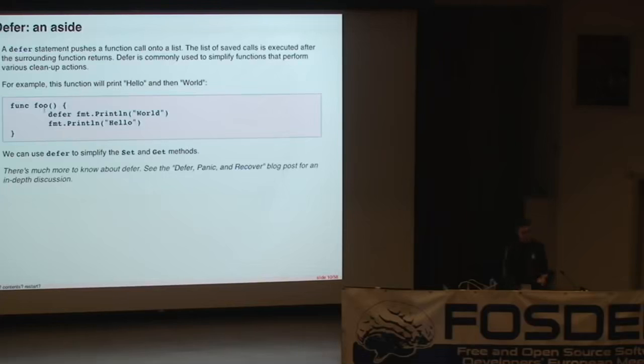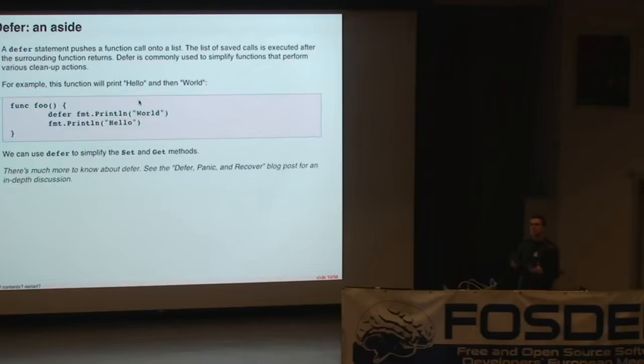So for this particular function foo, I'm deferring a call to Println from the string formatting package. And I'm deferring a print of world. But then I actually just make a normal function call to print hello. And so foo will, when it executes, defer that function call, print hello, return, and then this function call to print world will occur, printing hello world. This is pretty much the simplest way to introduce defer.